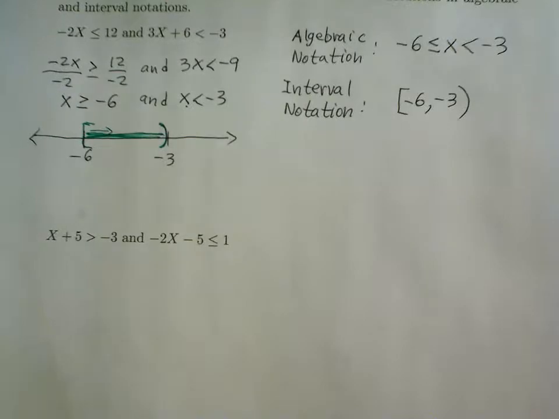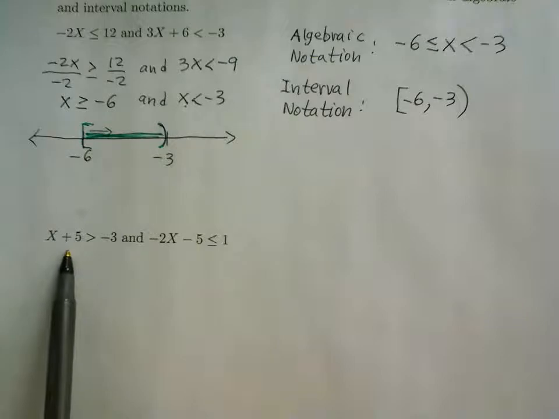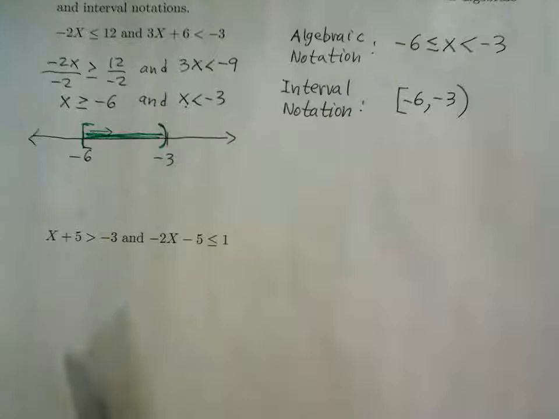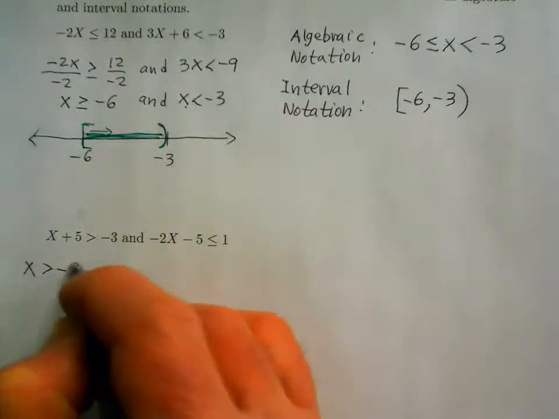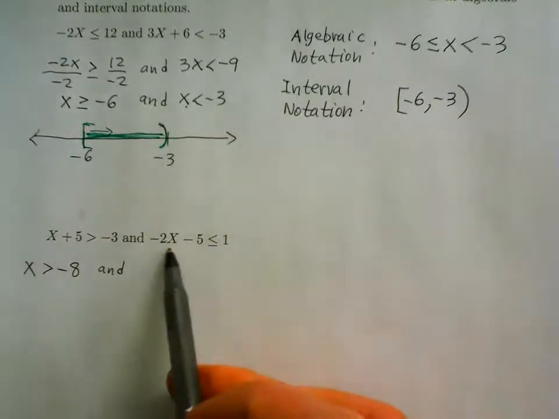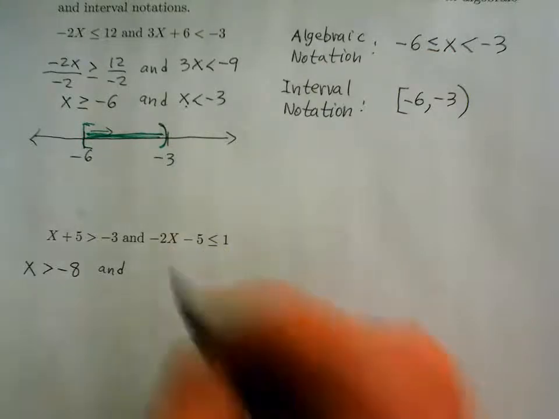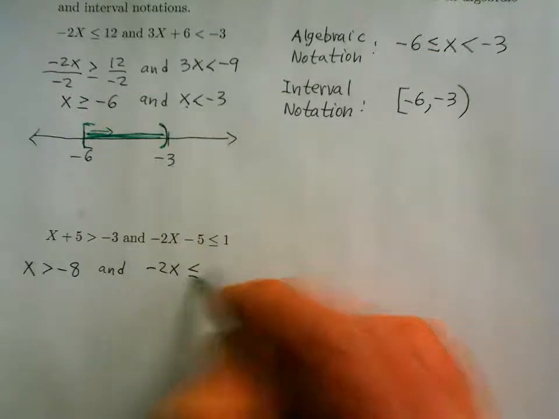X plus 5 is greater than -3, and -2x minus 5 is less than or equal to 1. So solve each side for x. If x plus 5 is greater than -3, when we subtract 5, we get x is greater than -8. And if -2x minus 5 is less than or equal to 1, start by adding 5 to both sides. So we get -2x is less than or equal to +6.